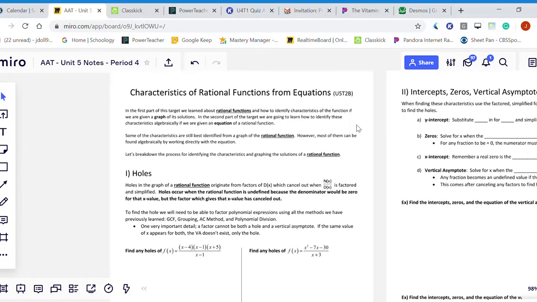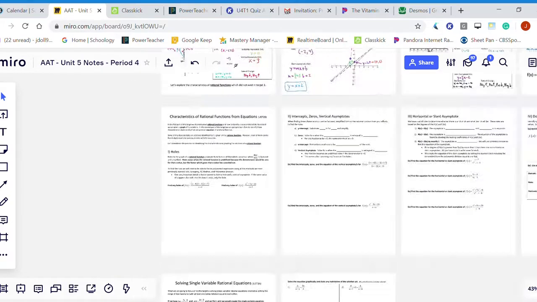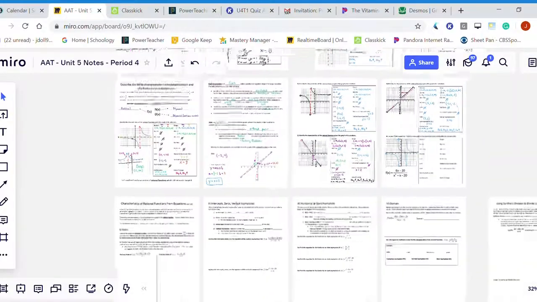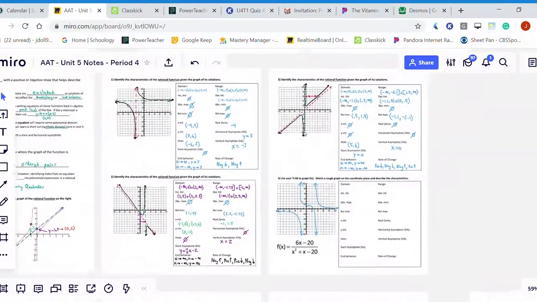But what I wanted to go over with you is just a quick recap of what you should be working on today. We will be looking at a couple of things in these notes here in Target 2B, but you should also be working on the homework of Target 2A.